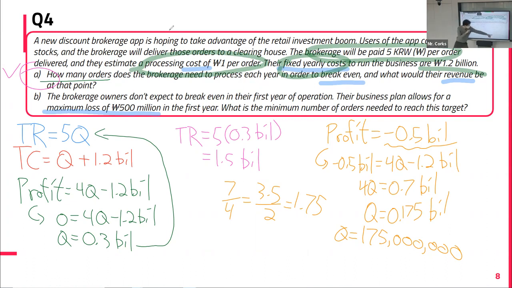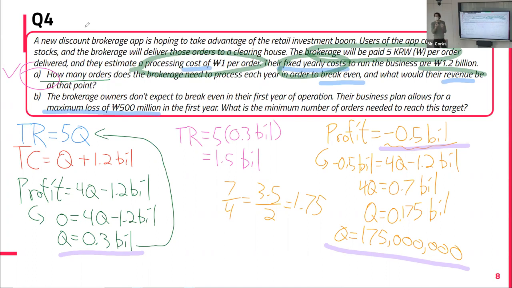This one? So that's defined by the problem here. This Q is exactly 0 profit. This is the break-even point. But this one here is when we're losing 0.5 billion won, or 500 million won.